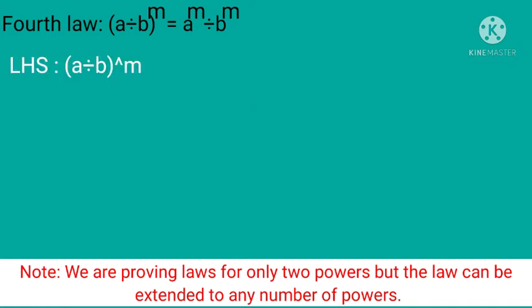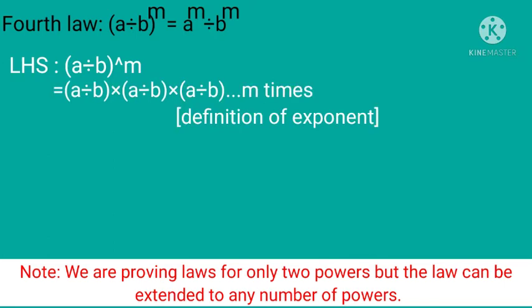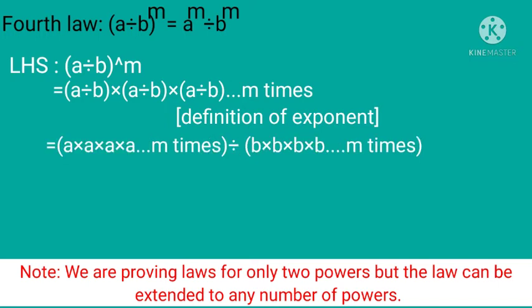Proof. In LHS we have a divided by b to the power m, which we can write as a divided by b multiplied by a divided by b multiplied by a divided by b up to m times using the definition of exponents, which can further be simplified to multiplying the numerators a into a up to m times divided by the denominators b into b into b up to m times. Using the definition of exponents, the first term can be written as a to the power m and the second can be written as b to the power m with a divide sign in between. Thus we get the RHS. Hence the fourth law of exponents is proved.